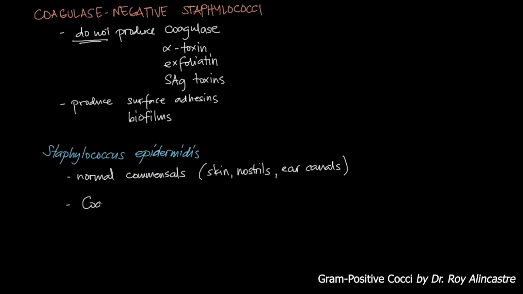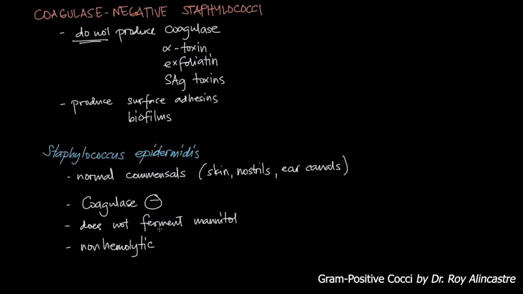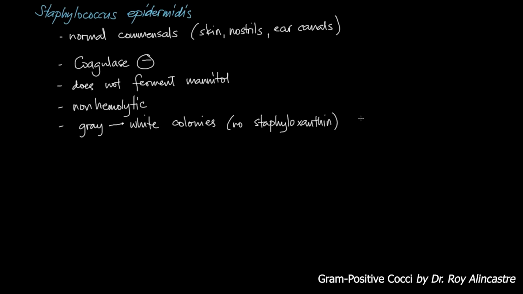So, Staph epidermidis is coagulase negative. It does not ferment mannitol. It is non-hemolytic. On culture, colonies produce gray to white pigment, because remember, they do not produce the staphyloxanthin that makes Staph aureus golden. It is the most frequent organism isolated from infected indwelling prosthetic devices, for example, orthopedic prosthetics and cardiovascular, particularly prosthetic valves, and even pacemakers.